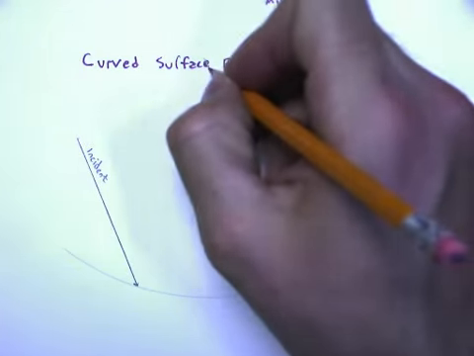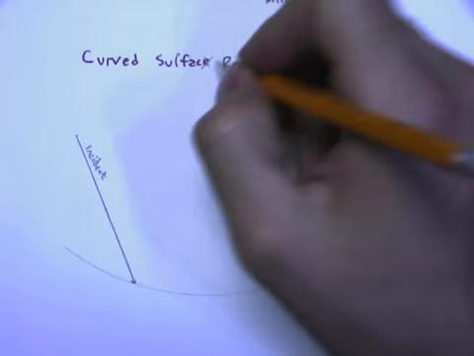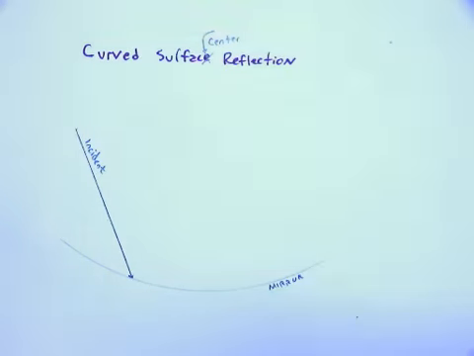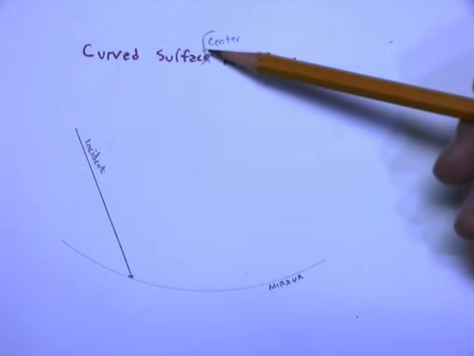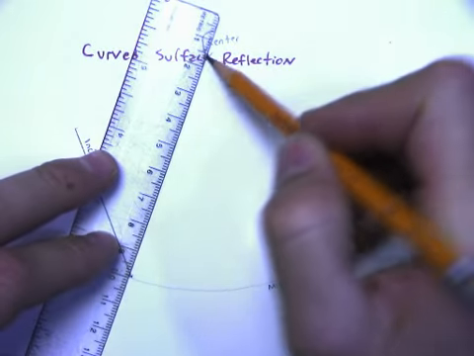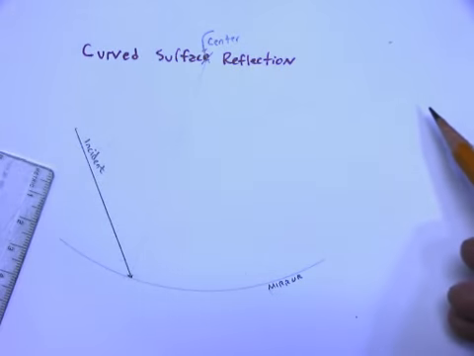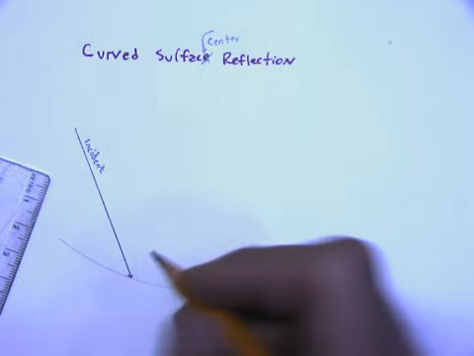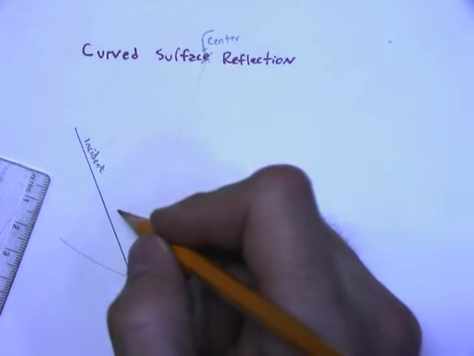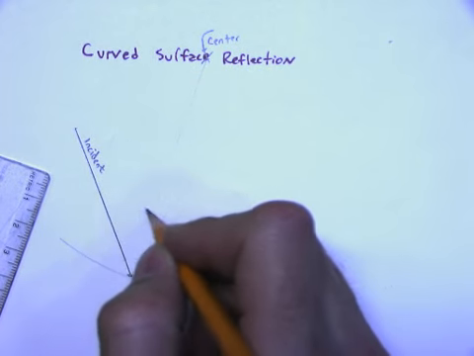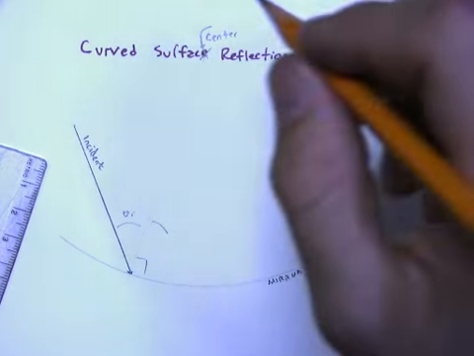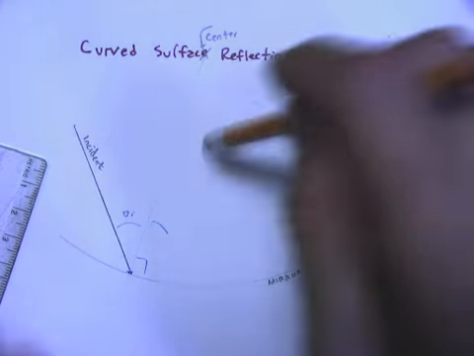Now, it's really nice. There's two things. Remember how I put the center right here? Well, if I know where the center is, this is really simple. All I do is connect here to here like that. That's the normal. This would be a right angle right there. And then I would do the exact same thing as what I did before. Copy this angle. This would be the angle of incidence. Copy down the angle of reflection. But I don't know that center.